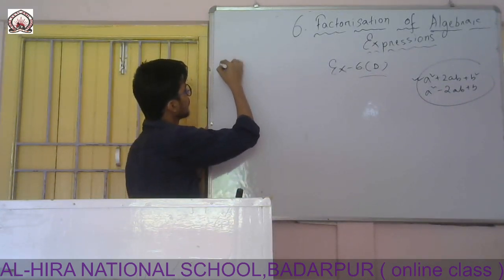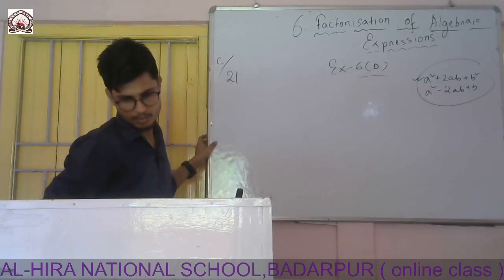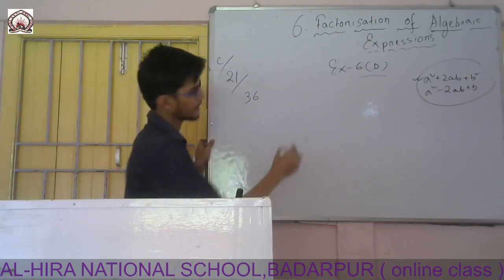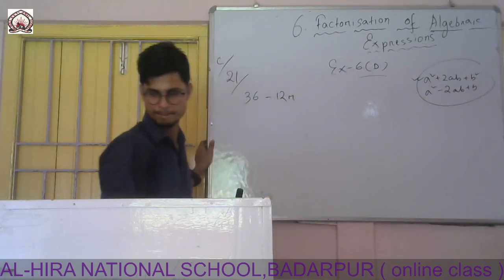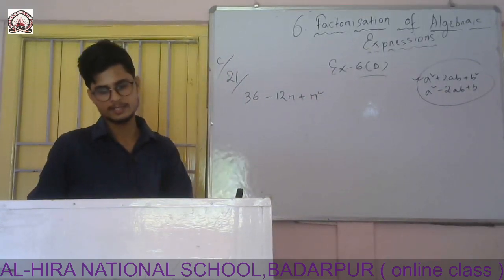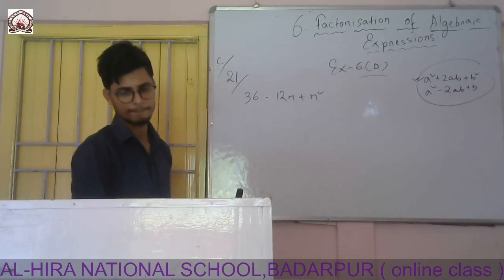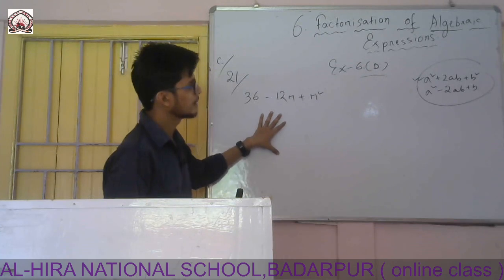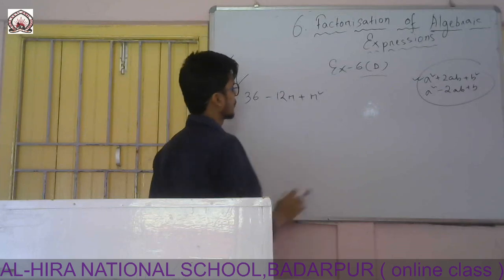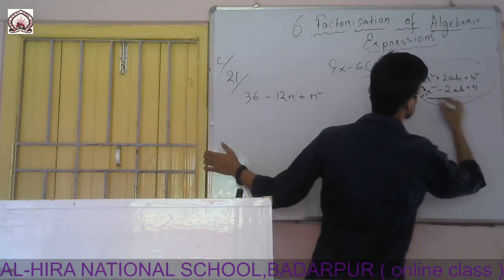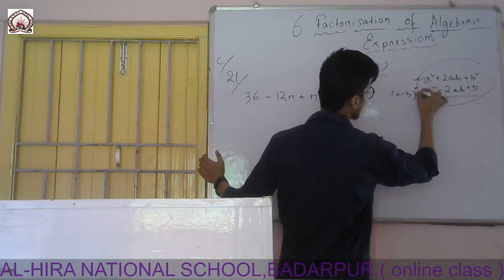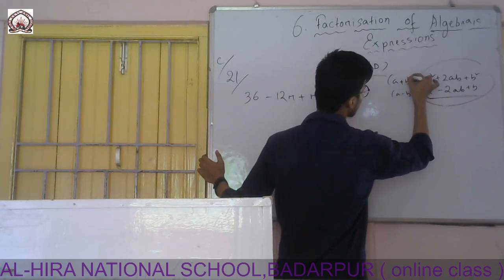Question number 21, it is C. 36 minus 12r plus r square. The question is 36 minus 12r plus r square. So I have to factorize this trinomial. It is in the form of the equation a square minus twice ab plus b square, which is equal to a minus b whole square, and a square plus twice ab plus b square is equal to a plus b whole square.